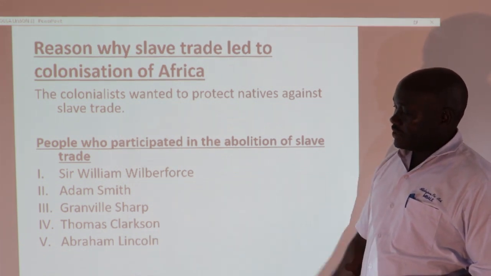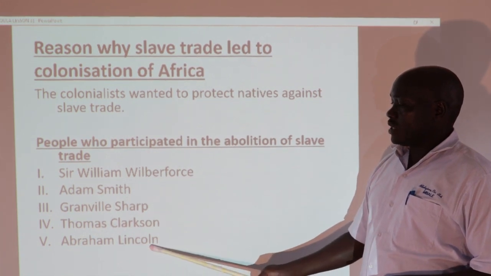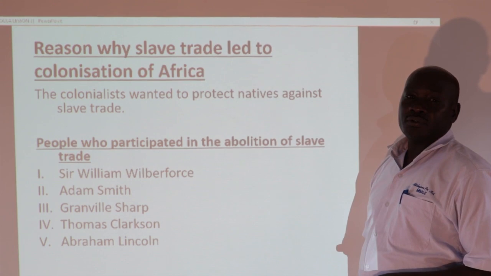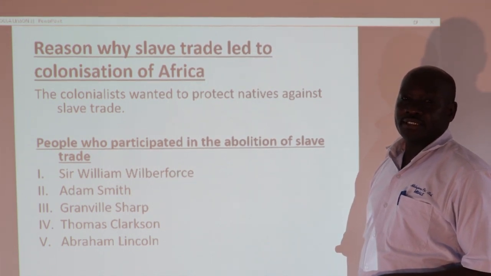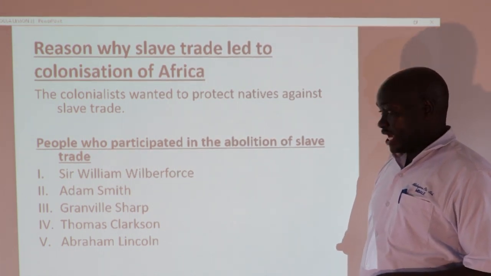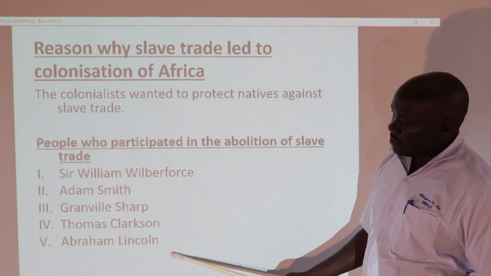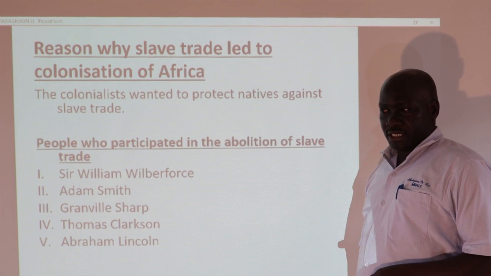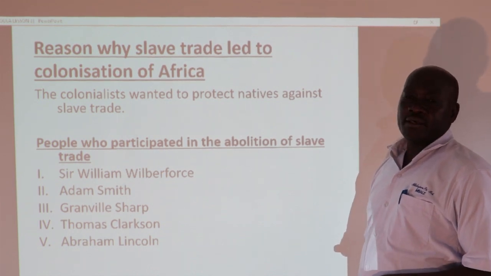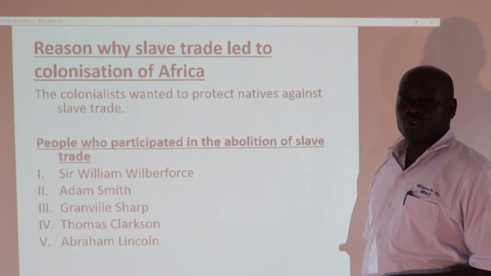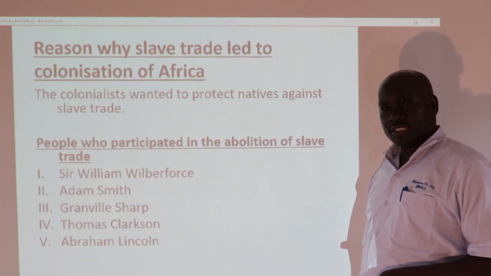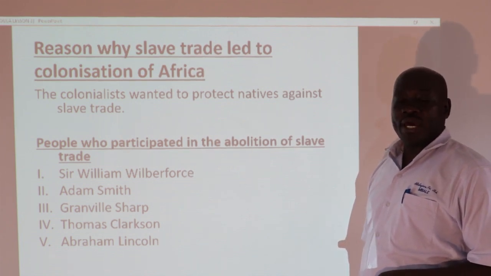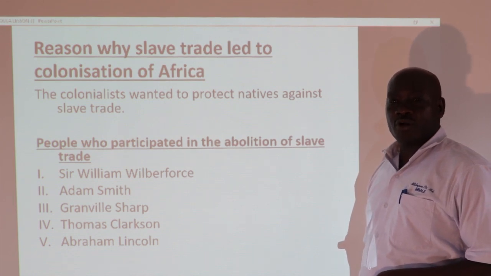Then we have others down here, like this one here, Abraham Lincoln. This one was one of the leaders of the USA some time back. So these were some of the people who worked hard to stop slave trade. But there is a question, you may say, even Sir Samuel Baker worked to stop slave trade. It is true, Sir Samuel Baker only stopped slave trade in northern Uganda when he was governor of Equatorial Province.